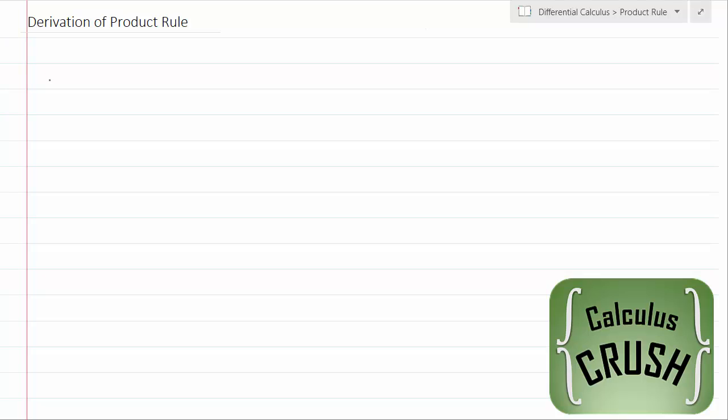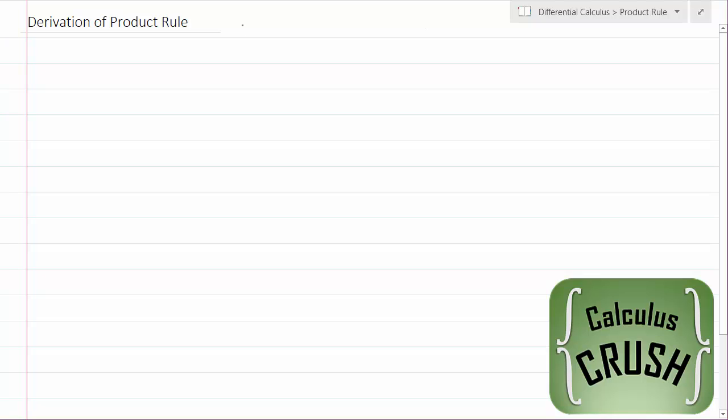Welcome to Calculus Crush. Today we're going to be deriving the product rule. The product rule is the rule of differentiation when you have a product of two functions. So first I'm just going to write out what the product rule is, and then we're going to work on deriving it using the definition of the derivative.